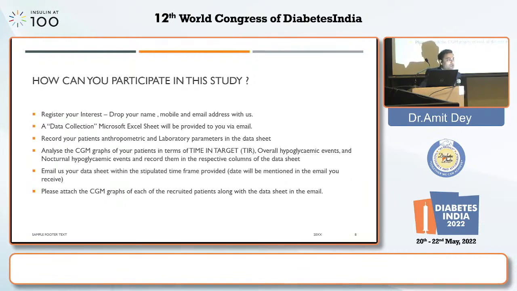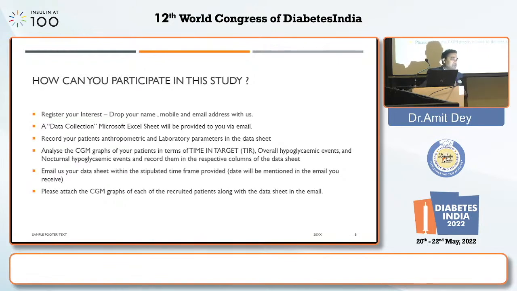Once you put the patient on the CGM, you're going to analyze the CGM graph yourself in terms of the time in target which has been achieved, the overall hypoglycemic events, and the nocturnal hypoglycemic events that you have recorded from the CGM or the reported events. And then you're going to record them in the respective columns, which will be very self-explanatory in the Microsoft Excel sheet that will be provided to you. And then you've got to email your data back to us.